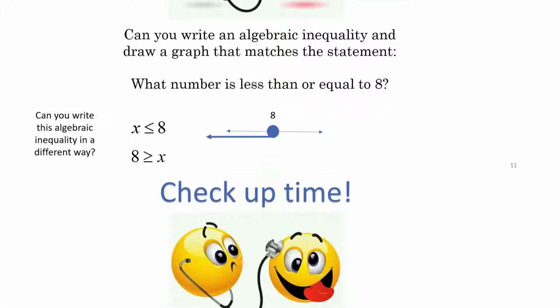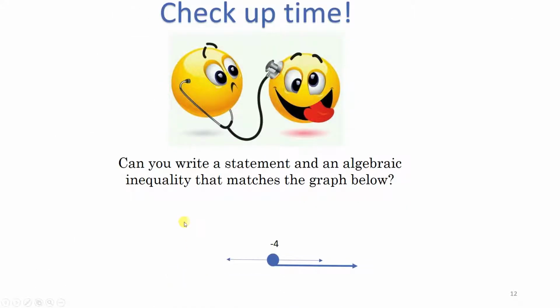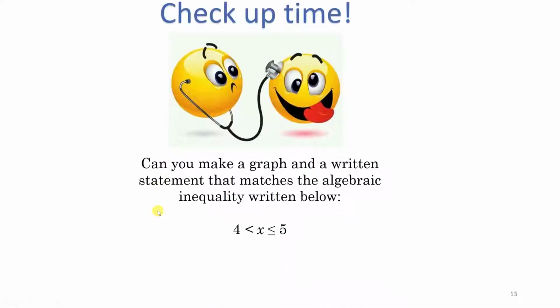All right, now, let's see. If you were given something like this graph right here, could you write an inequality that matches it? Go ahead and try it. Did you get x is greater than or equal to -4? Yeah. Could you write a sentence of that? It's just like what we just said. What number is greater than or equal to -4? That's it. If you can do all that, you're doing great. You're doing fantastic. You're ready for what comes next, right?